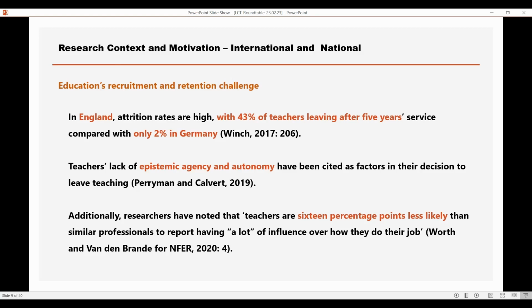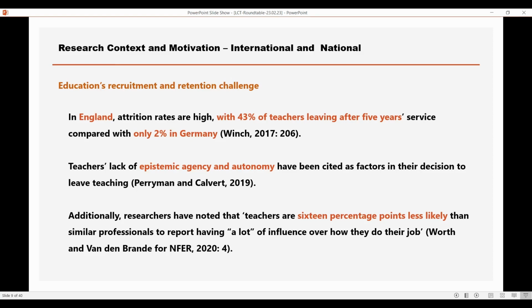But one of the things that I became curious about was this difference. And in 2017, that stark contrast with what was happening in another Northern European country, in Germany, where only 2% of teachers were leaving. So I wanted to get underneath those figures. Why the difference? What was happening in England that was maybe contributing to the recruitment and retention challenge, and could anything be done to ameliorate that?